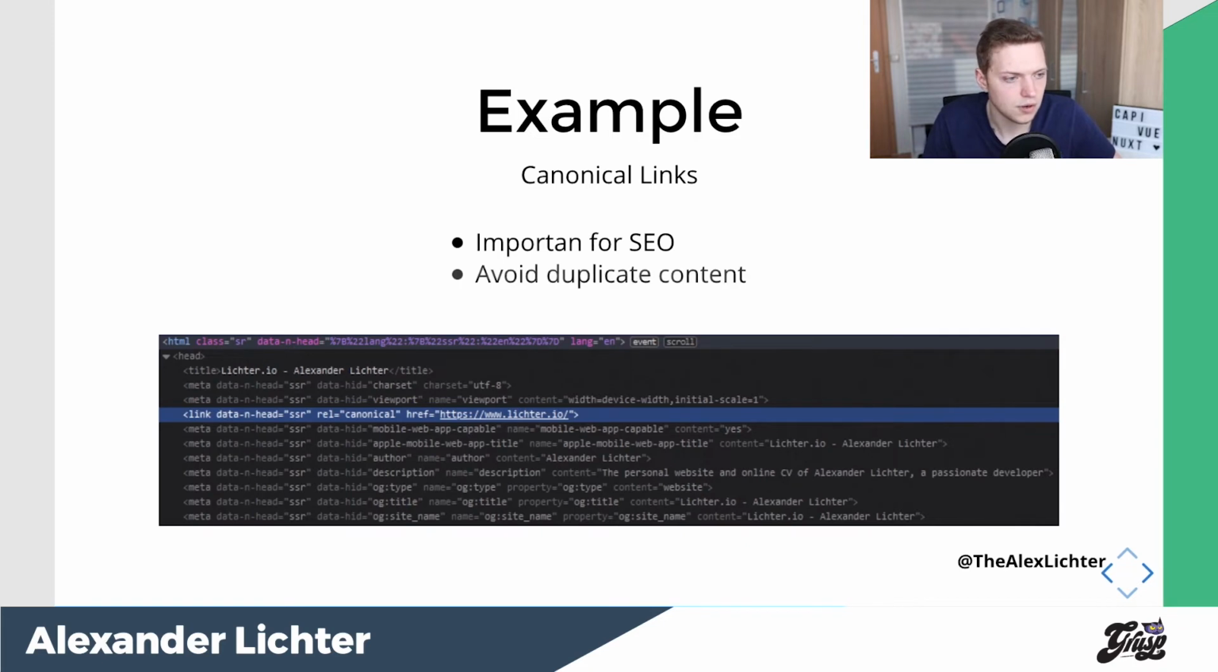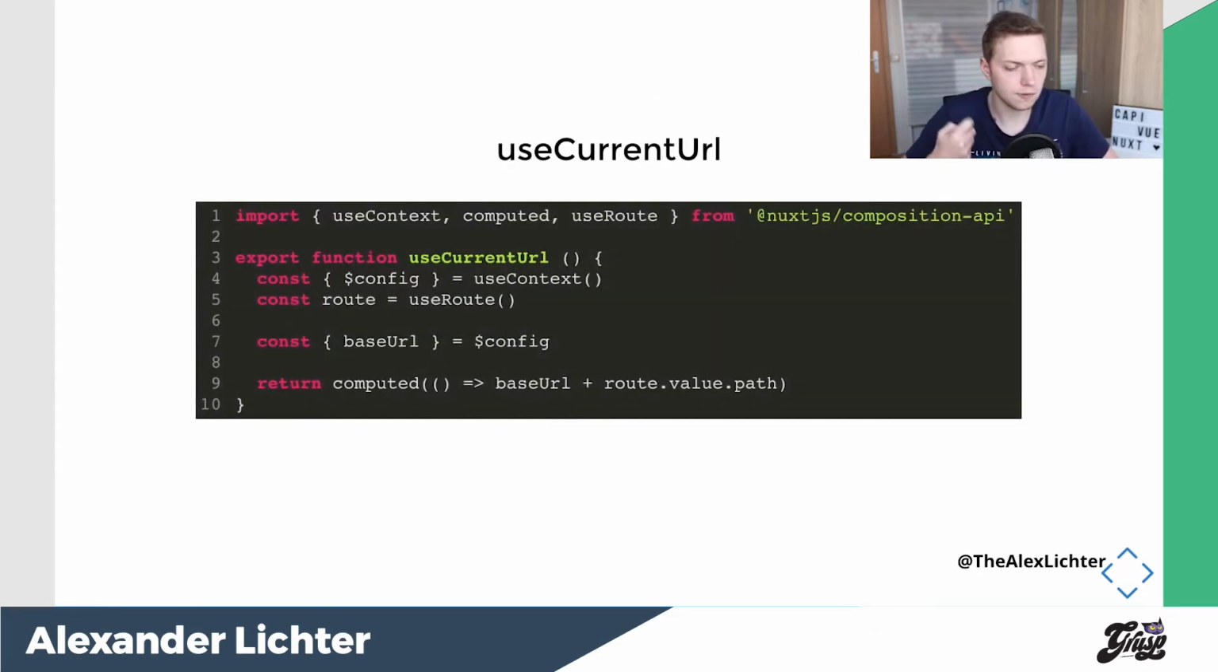Yeah, so it's important for SEO, important to avoid duplicate content, and these are the preferred URLs. Let's see how we can implement that. So I've built a first composable called useCurrentURL. What's happening is I get the public runtime config, or the $config in this case, from the context, and I get the route by using useRoute.